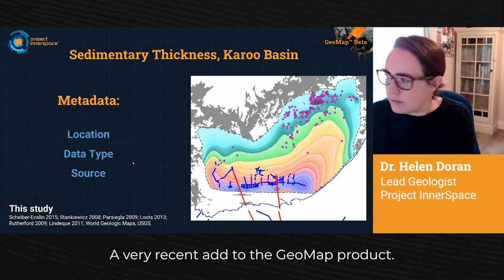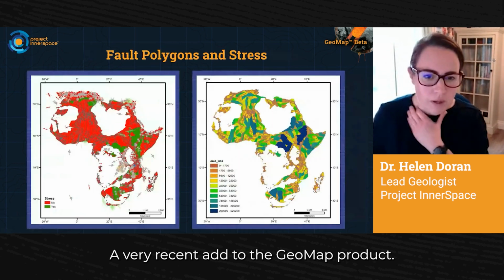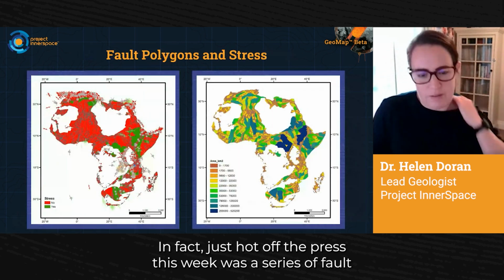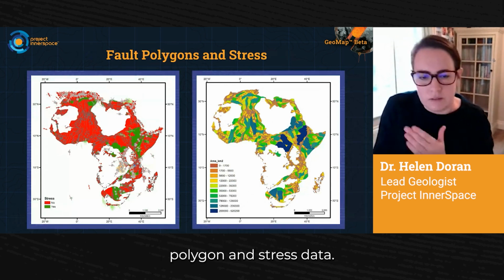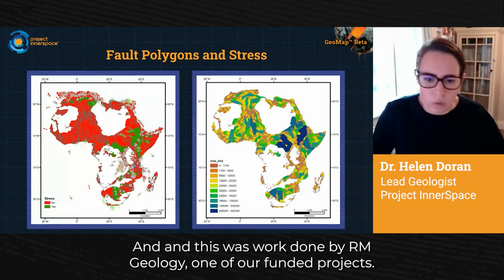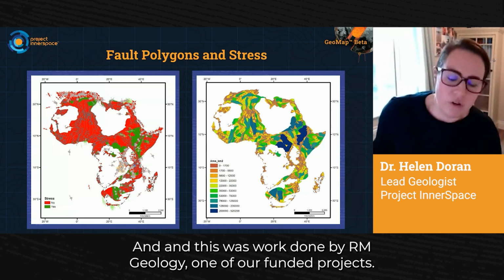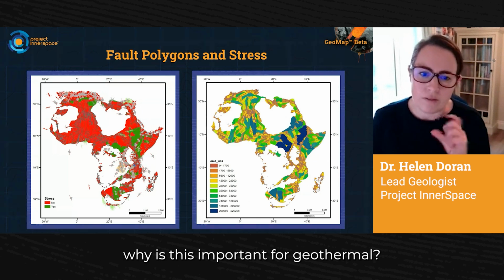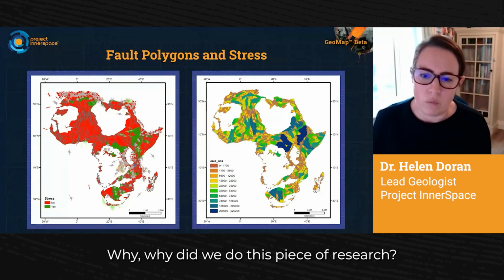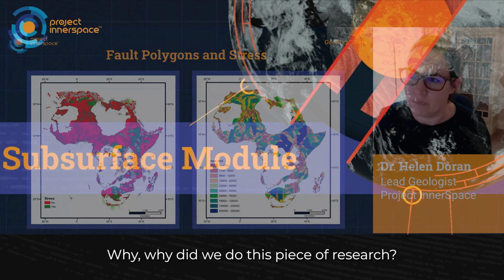A very recent add to the GeoMap product, in fact, just hot off the press this week, was a series of fault, polygon, and stress data. This was work done by RM Geology, one of our funded projects. So I would like to invite Mikael to address why this is important for geothermal. Why did we do this piece of research?